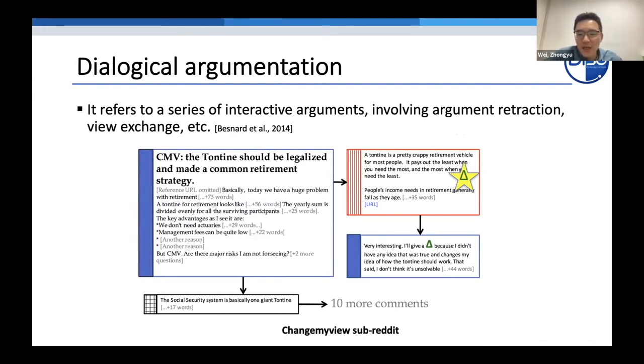Here is a subforum on Reddit. The name of the subforum is Change My View. Some users post their opinions on a specific topic, and they want others to persuade them to change their idea. So in this forum, we can have a lot of opinion exchanges.